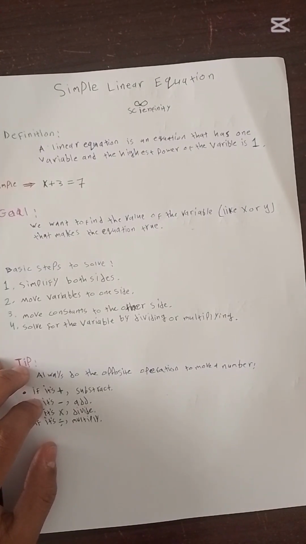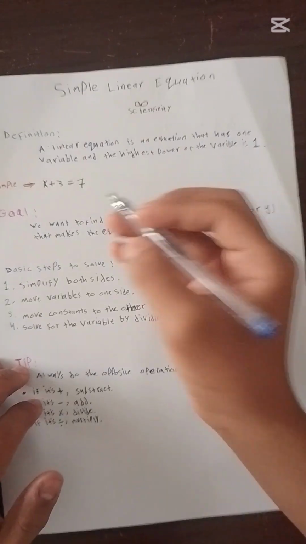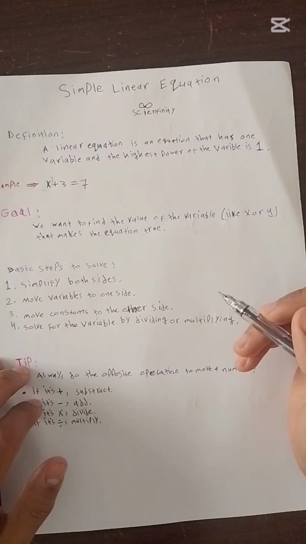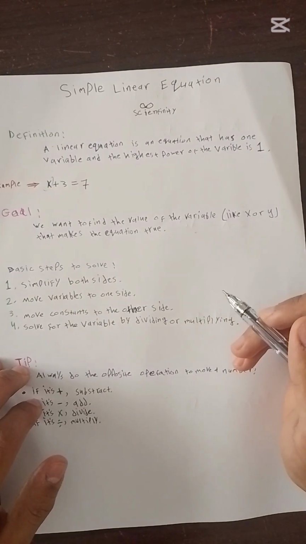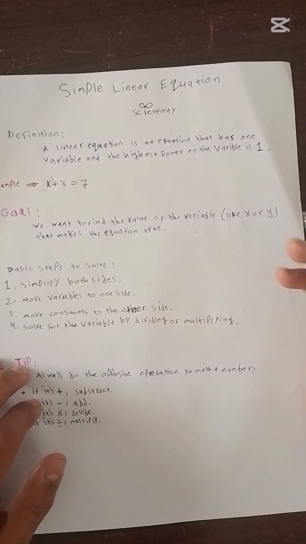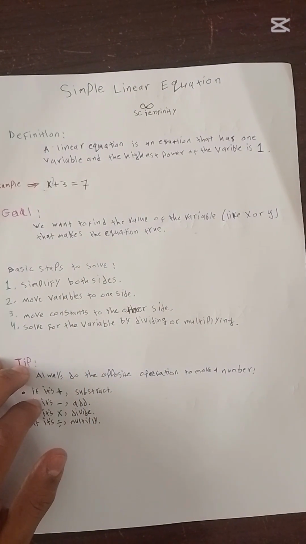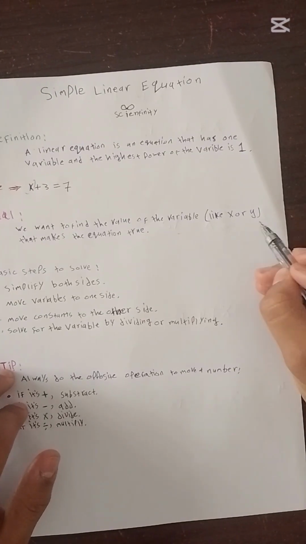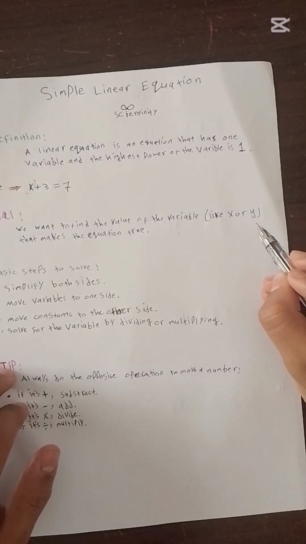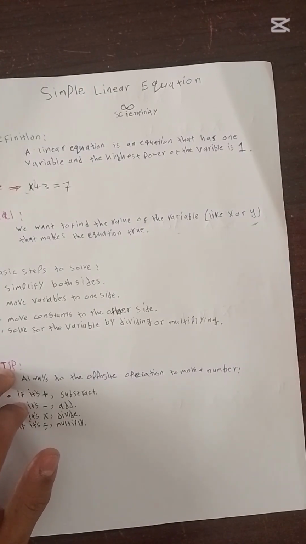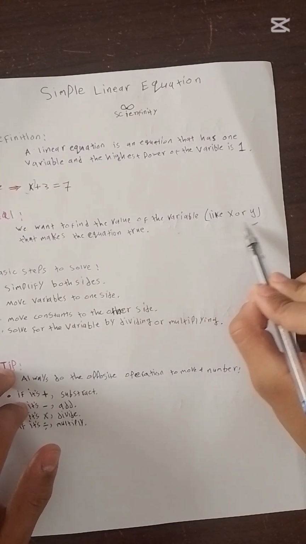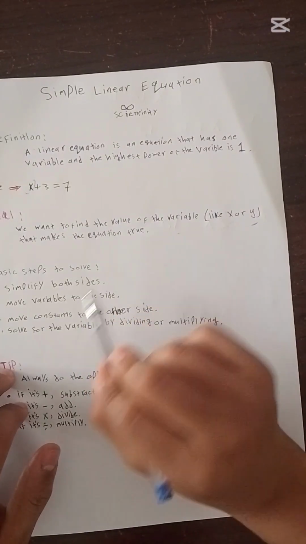It's different from one equation to another. We have x, or maybe z, or maybe y. It changes from equation to equation. So what's the goal of solving linear equations? We want to find the value of the variable, like x or y, as I mentioned. The variable is not limited to only x. It may be x or y or z or k, any letter that represents the variable, that makes the equation true.